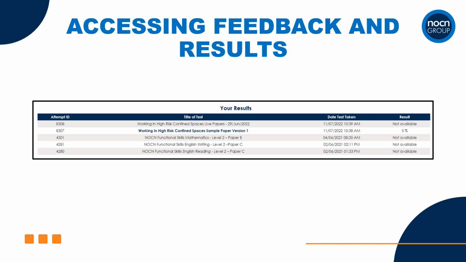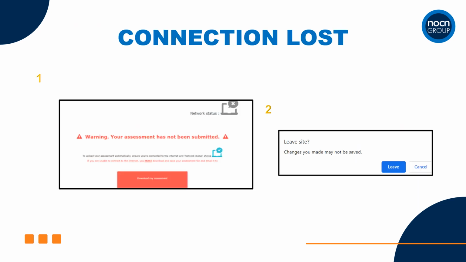If during a test the connection to the internet is lost, then the learner is still able to complete the test. Once they've completed all of the questions and have selected Finish and Finish Assessment, then they will get the image that you can see, number 1, on screen now. If there is no connection, then the learner will need to click Download My Assessment, and this will automatically download their test attempt file. This can then be submitted to NOCN and be uploaded by us.